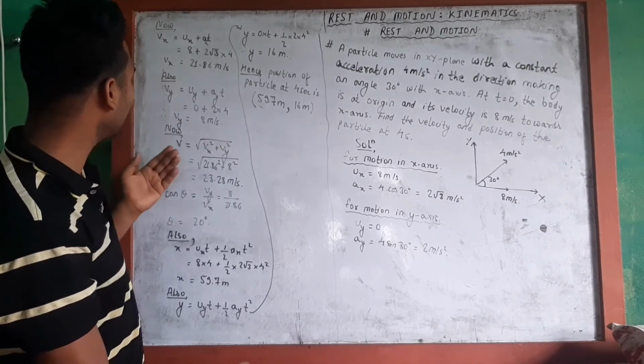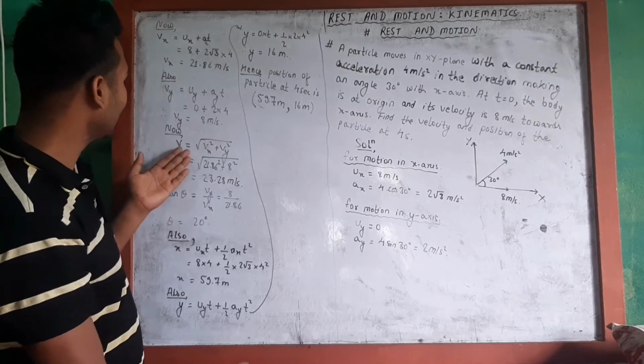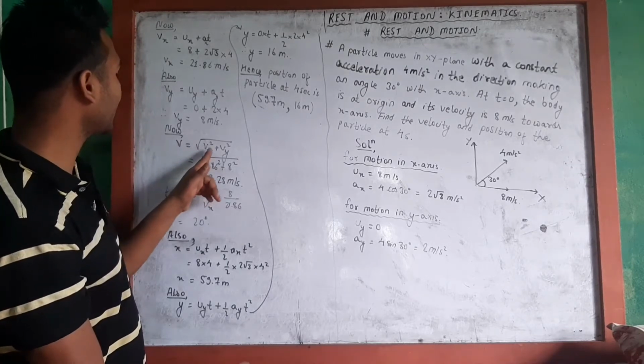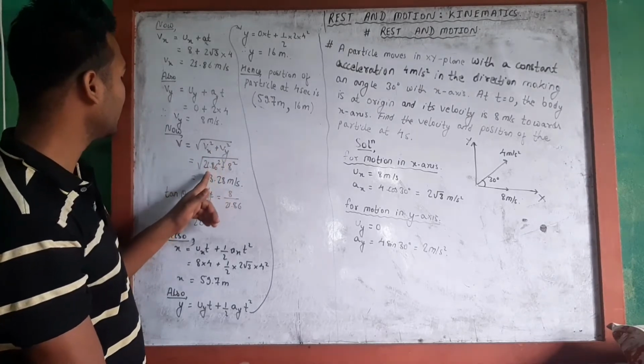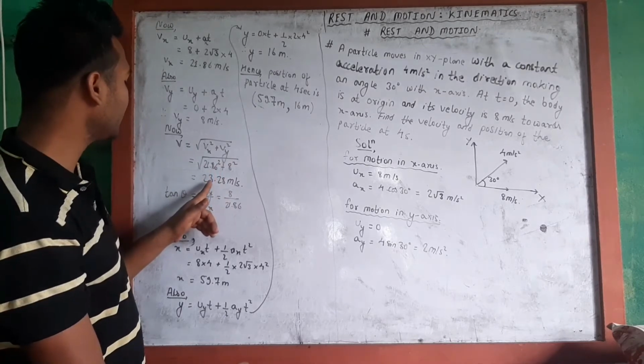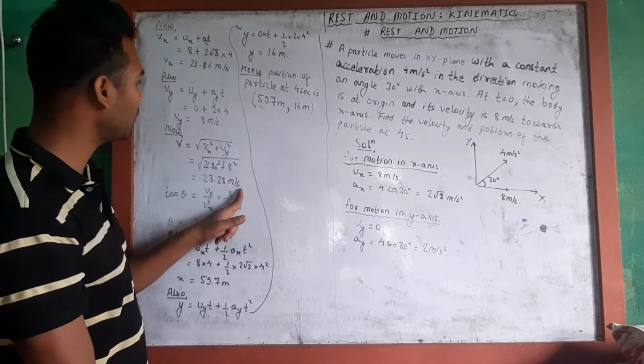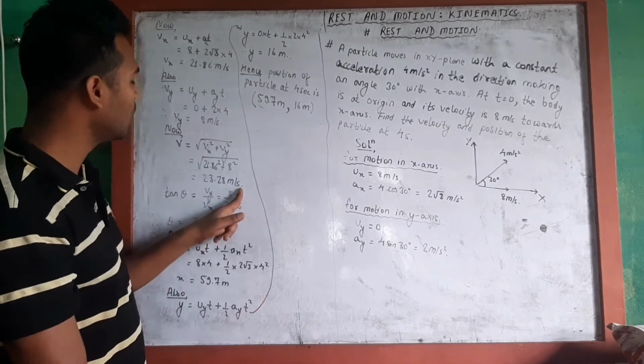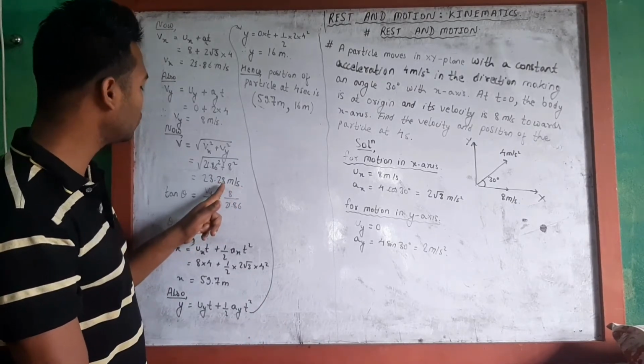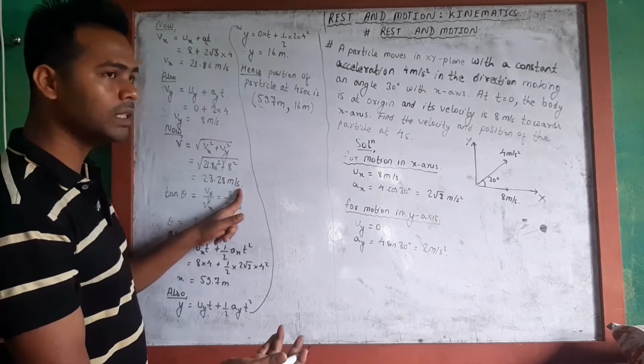Now we can find the velocity. V is equals to root under Vx whole square plus Vy whole square is equals to, finally we will get 23.28 meter per second. That means after 4 seconds, the velocity or the speed of the body will be 23.28 meter per second. And what will be the direction of the velocity?